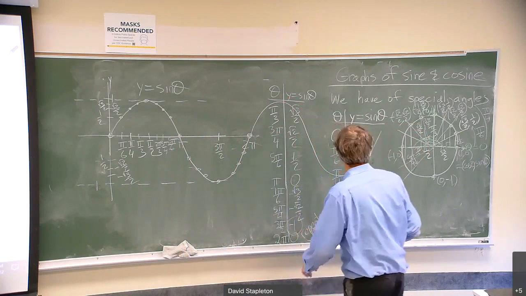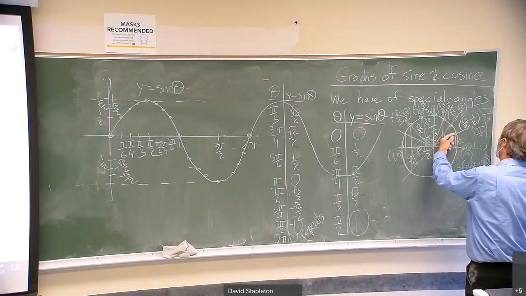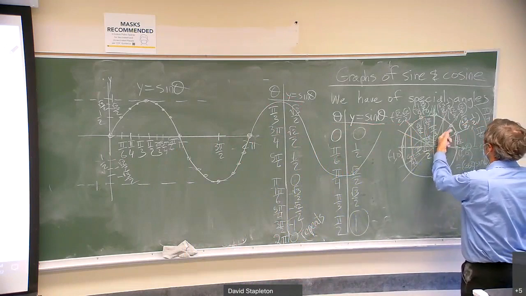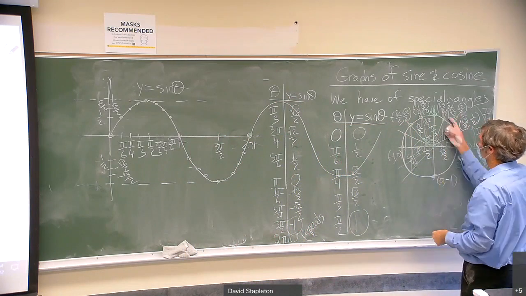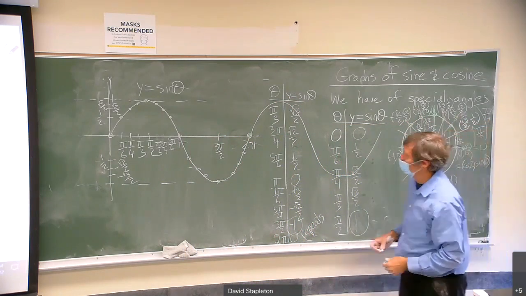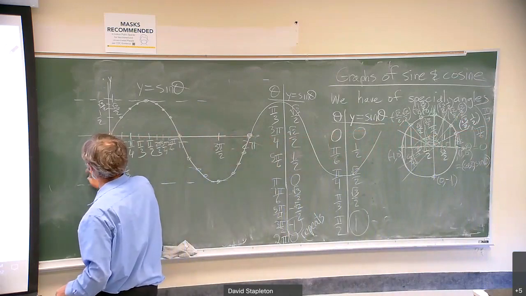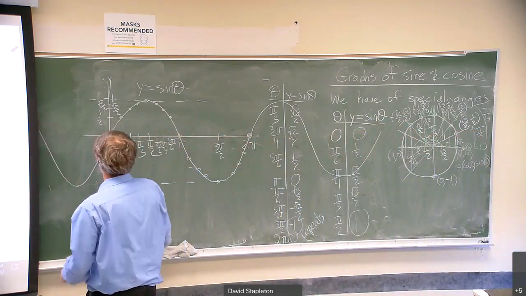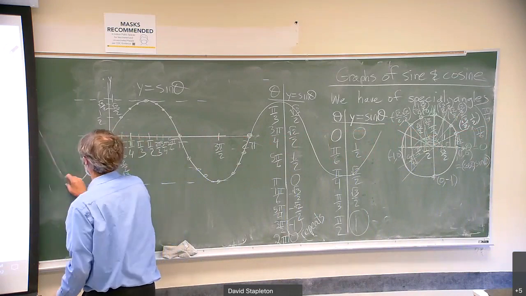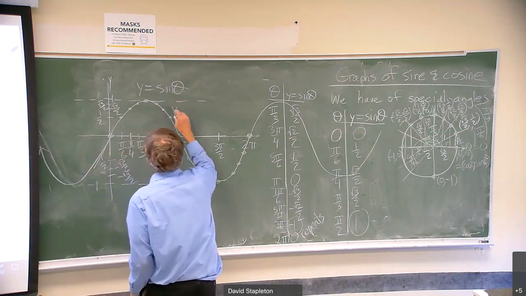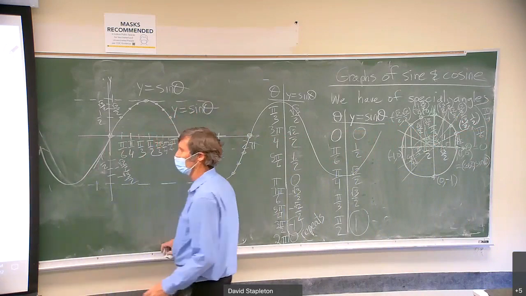The reason it repeats is that once you go around here, after 2 pi, you go another pi over 6, you get a half, you get another pi over 4, you get square root 2 over 2, and so on. You get the same values. The wave looks the same. And you can let theta be negative, right? And it will also repeat because once again, it's periodic. So here is our graph of y equals sine theta. Looks just like that.